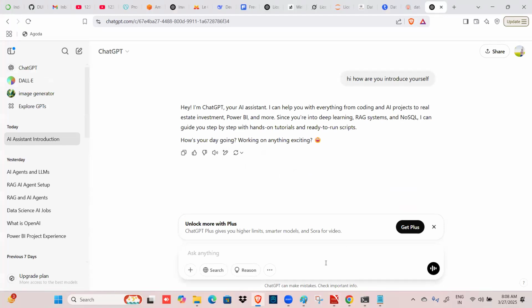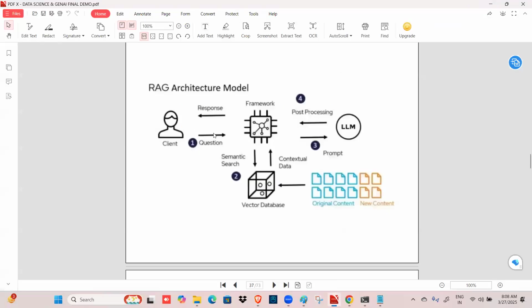But internally, what is happening? We don't know that. There is a framework that we are using. Inside that framework, we use vector databases, and the question we asked is going to connect to this framework.